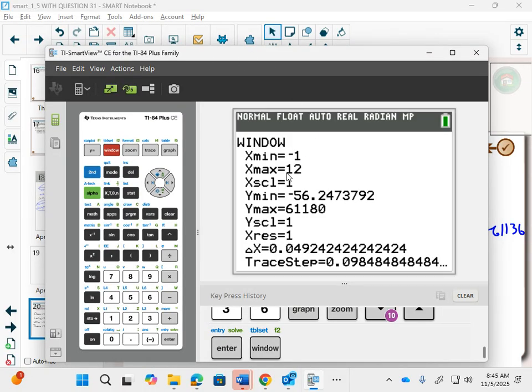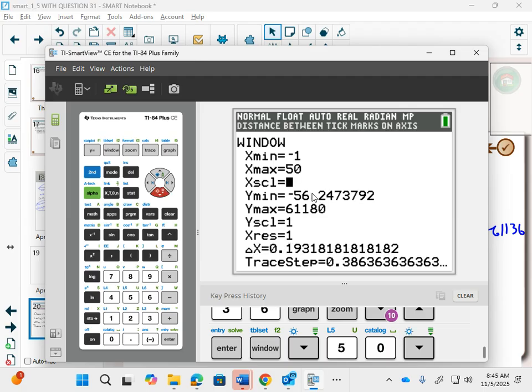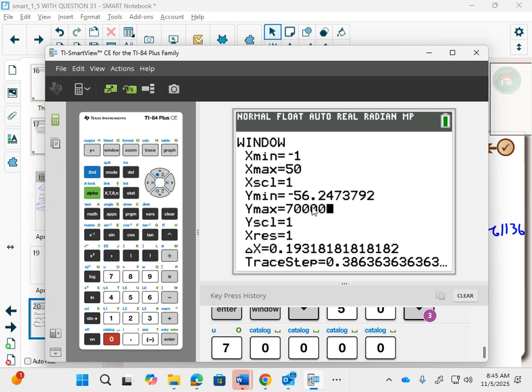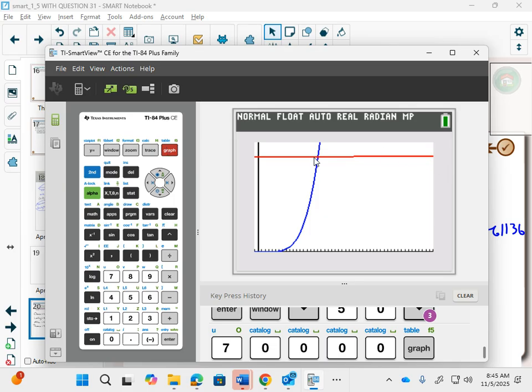So I'm going to change my x max. I'm going to go with 50. She could be older than 50. My y max, I'll go up a little bit higher too, to 70,000, since that slope would be positive as it's going up. That's probably more than enough. And now I'm going to hit the graph button. And sure enough, I can see where my two graphs intersect.